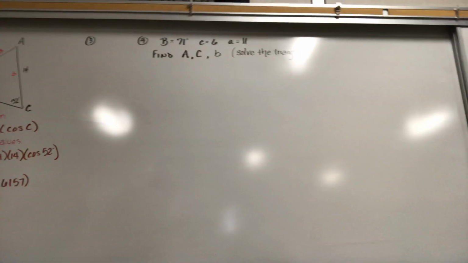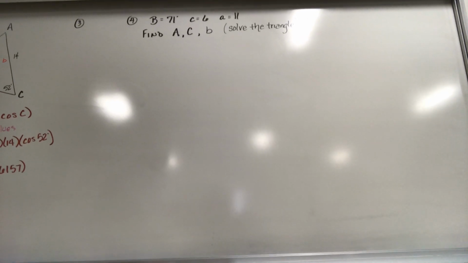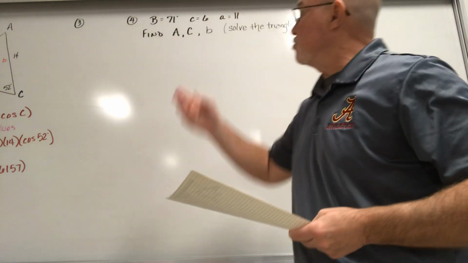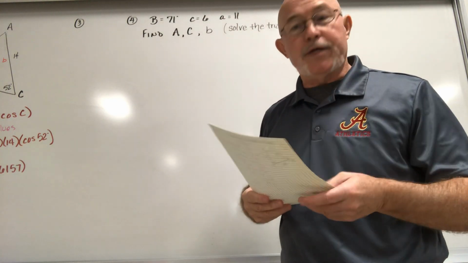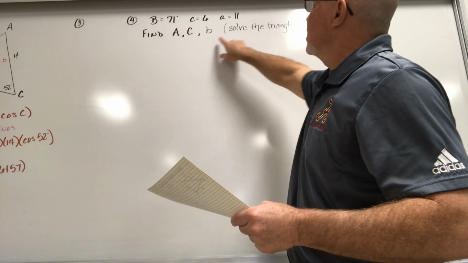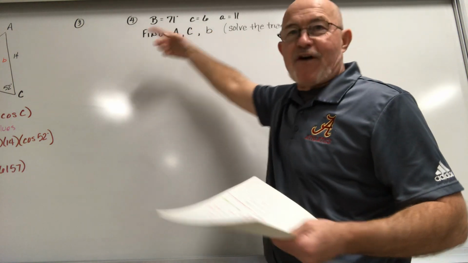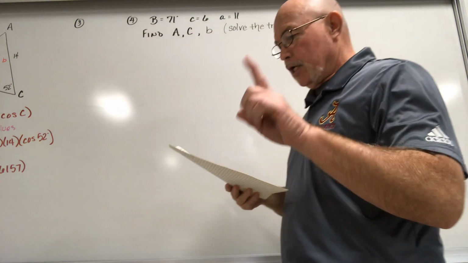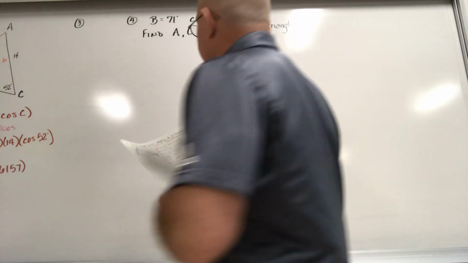Our last one here. Now, just like the second problem over there, this one just gives you some values and expects you to figure it out, which we can do. So we're going to find A, C, and B. A lot of times our book just says solve the triangle. That means find what's not given to you. So once again, our first step, I'm going to draw a diagram.